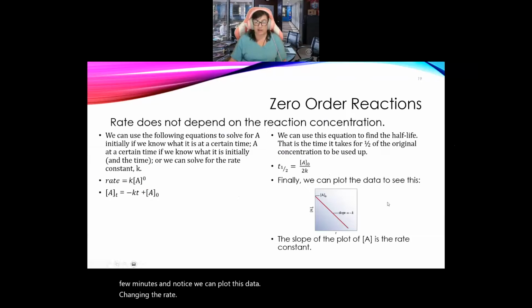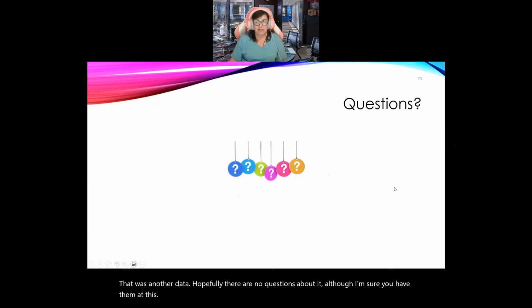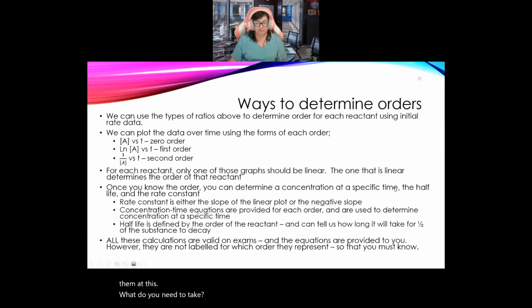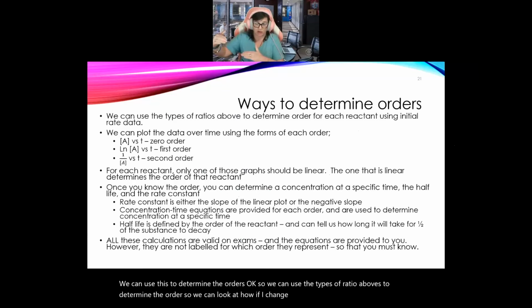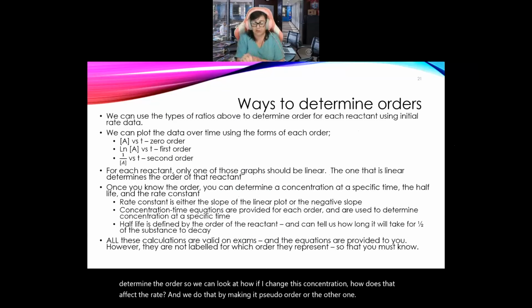Now that was a lot of data. Hopefully there are no questions about that, although I'm sure you have them at this point. What you need to take away from this is that we can use this to determine the orders. We can use the types of ratios above to determine the orders. If I change this concentration, how does that affect the rate? And we do that by making it pseudo order in the other one. So we can do it that way.